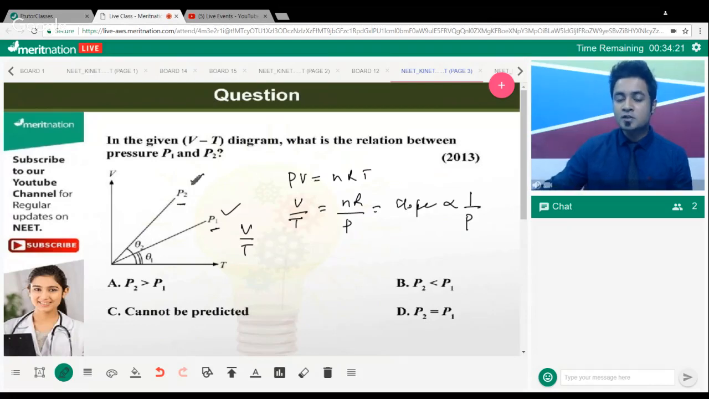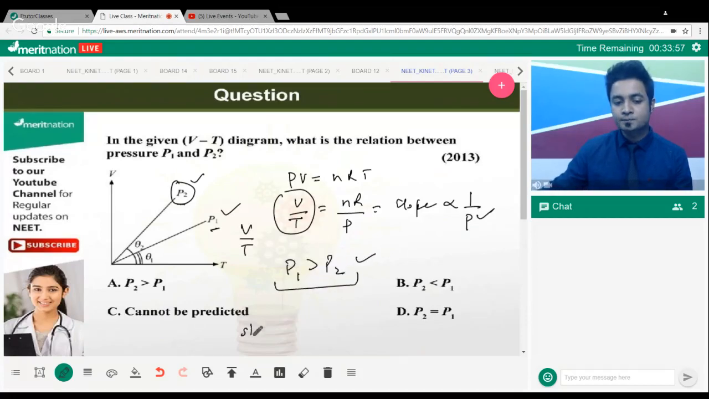So which graph has more slope? You can see P2 has more slope as compared to P1, and since the slope is inversely proportional to the pressure, whichever has less slope would have the higher pressure. So here P1 has to be greater than P2 because the slope of P1 is less than the slope of P2. So we can choose this option.